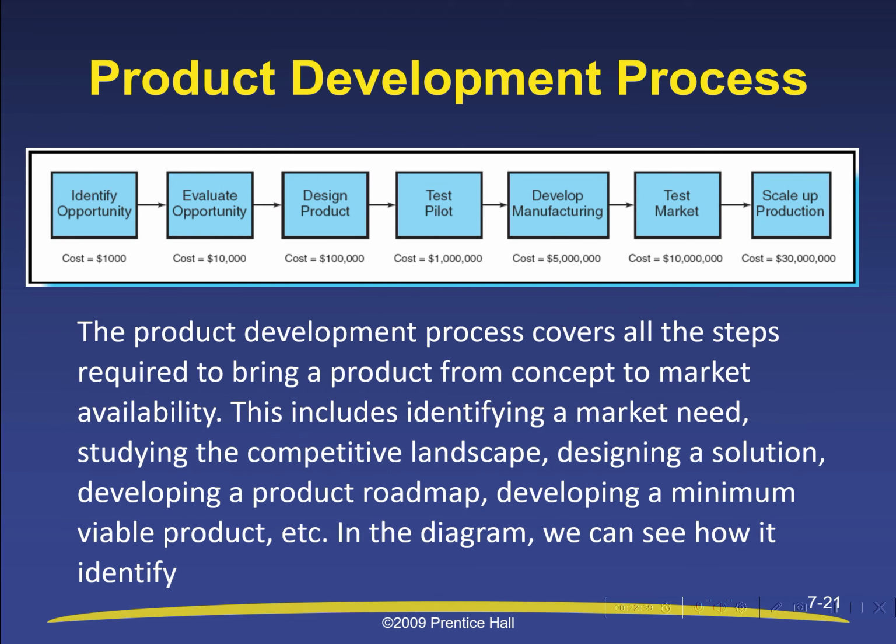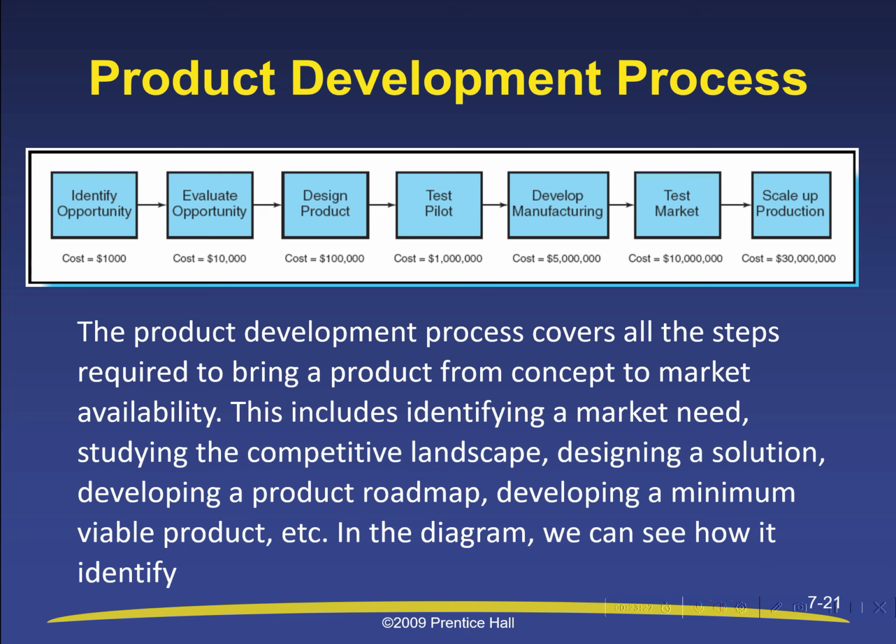Product development process. The product development process covers all the steps required to bring a product from concept to market availability. This includes identifying a market need, studying the competitive landscape, designing a solution, developing a product roadmap, developing a minimum viable product, and so on.